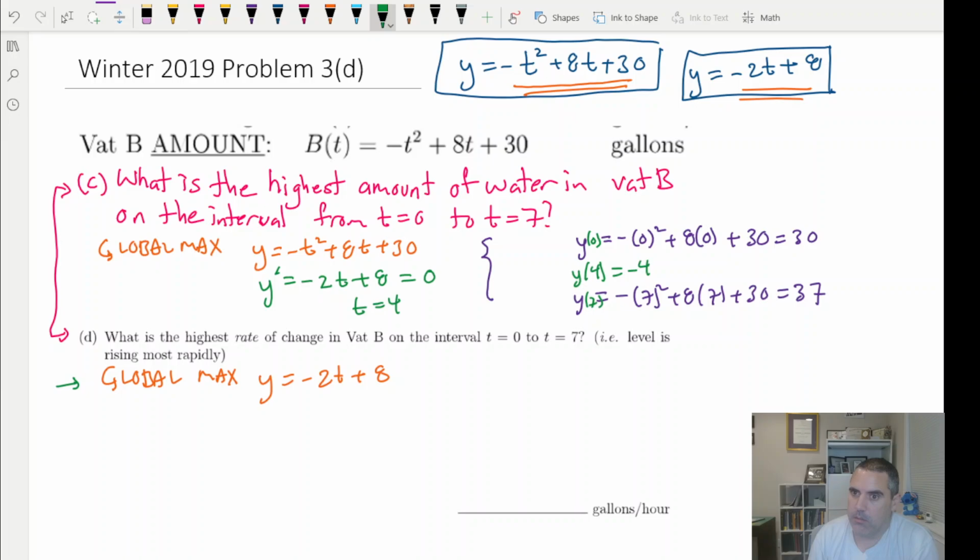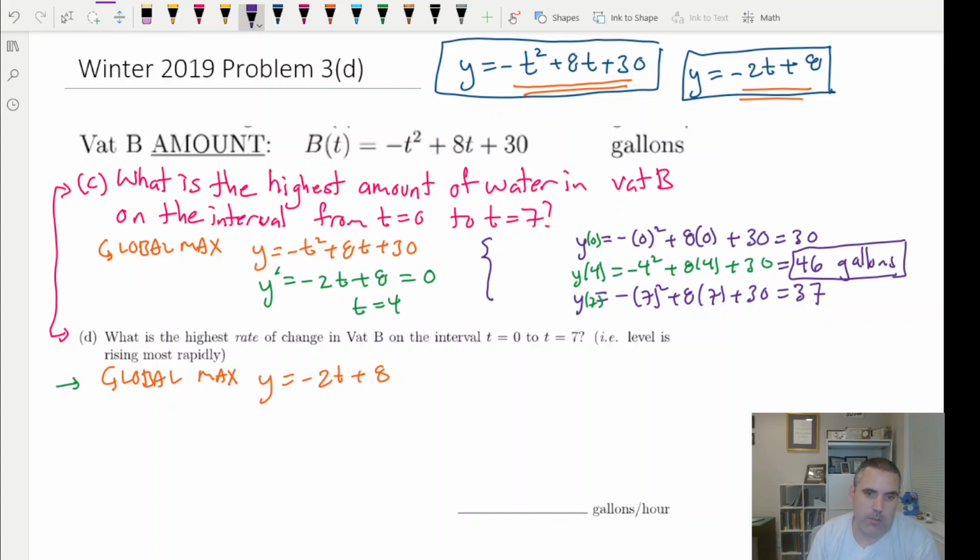That would be negative 4 squared plus 8 times 4 plus 30. So that would be negative 16 plus 32 plus 30. That's 46. And so the maximum amount of water in the tank from 0 to 7 hours would be 46 gallons. We know it has to be one of those three, and that one's the biggest.